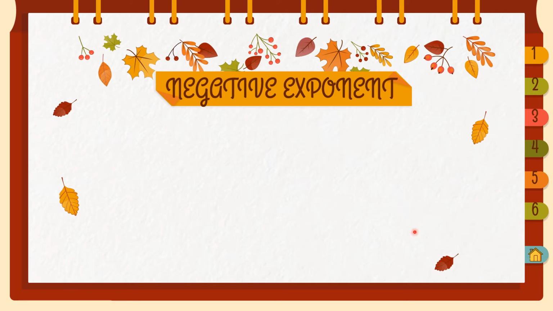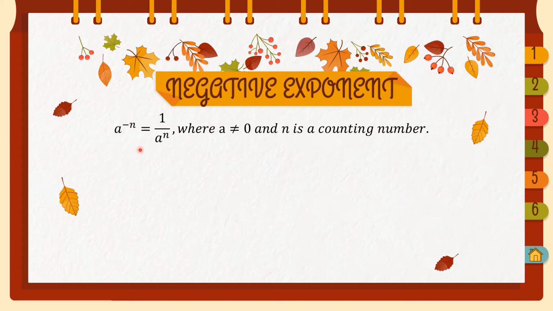Negative exponent. Always remember, for negative exponent, A raised to negative n is equal to 1 divided by A raised to n. So, we need to get the reciprocal of this one, and the exponent should be positive, where A should not be equal to 0 and n is a counting number.